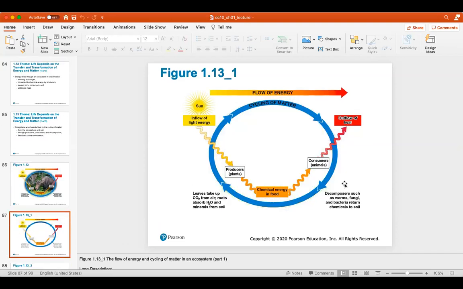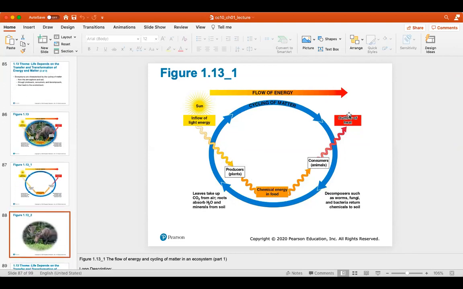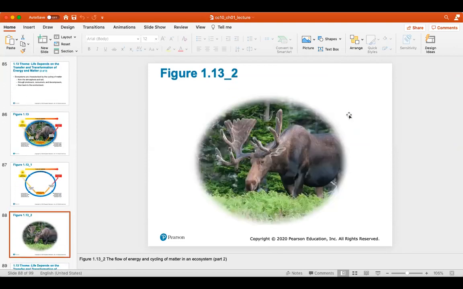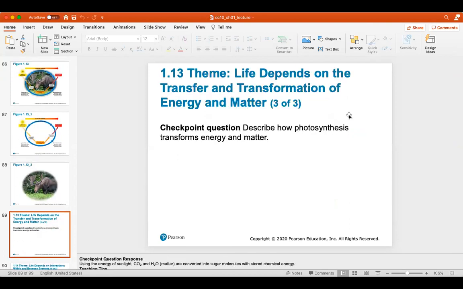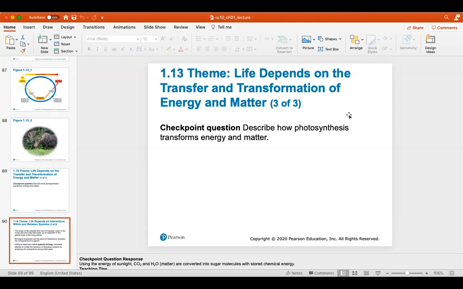And this is another kind of simple look at the flow of energy: inflow of light energy from the sun going into producers, going into chemical energy in food, taken up by consumers, and then outflow of heat. And here's the moose as kind of that center part of the animal. Describe how photosynthesis transforms energy and matter. Photosynthesis uses the energy of sunlight, carbon dioxide, and water to convert into sugar molecules that makes plants, which store chemical energy, which consumers can then eat.